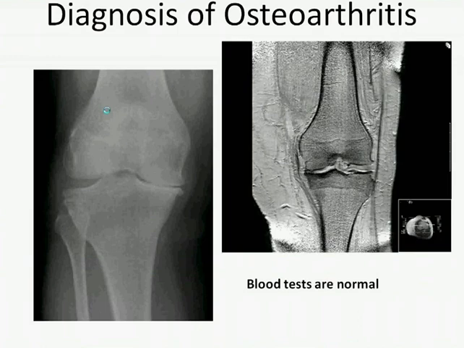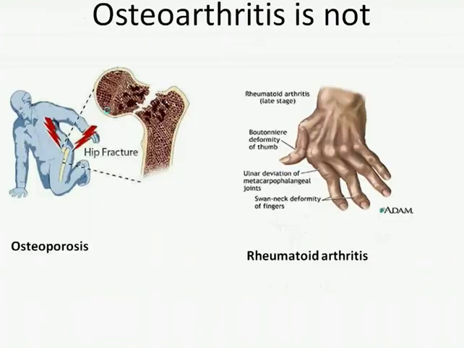To diagnose osteoarthritis, physicians start with your medical history and physical examination. X-rays and MRIs can be done to confirm the diagnosis, determine how much joint damage is done, and help rule out other kinds of arthritis. Blood tests are normal in osteoarthritis. Do not confuse osteoarthritis with osteoporosis, which is a bone disease that causes bones to break very easily. Rheumatoid arthritis is also a lot different from osteoarthritis and is not a degeneration, but an attack of the joint by the immune system.